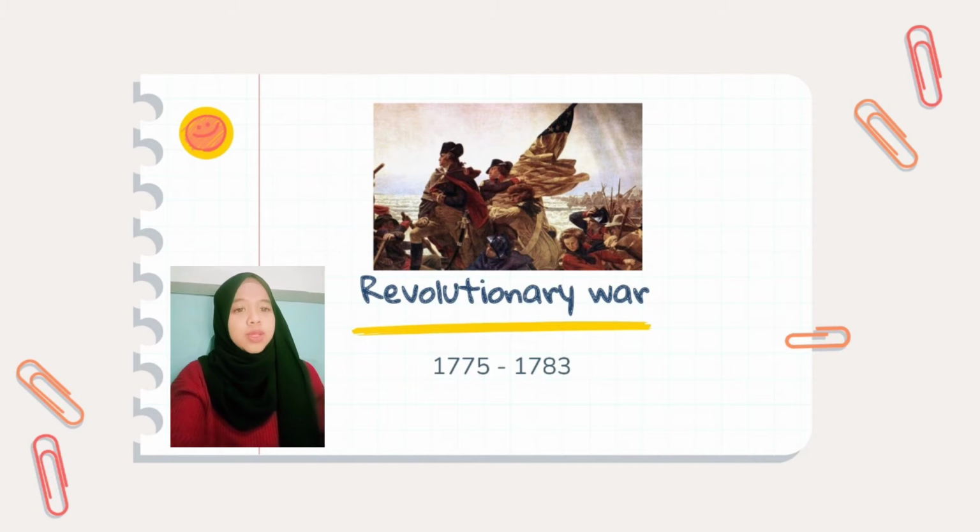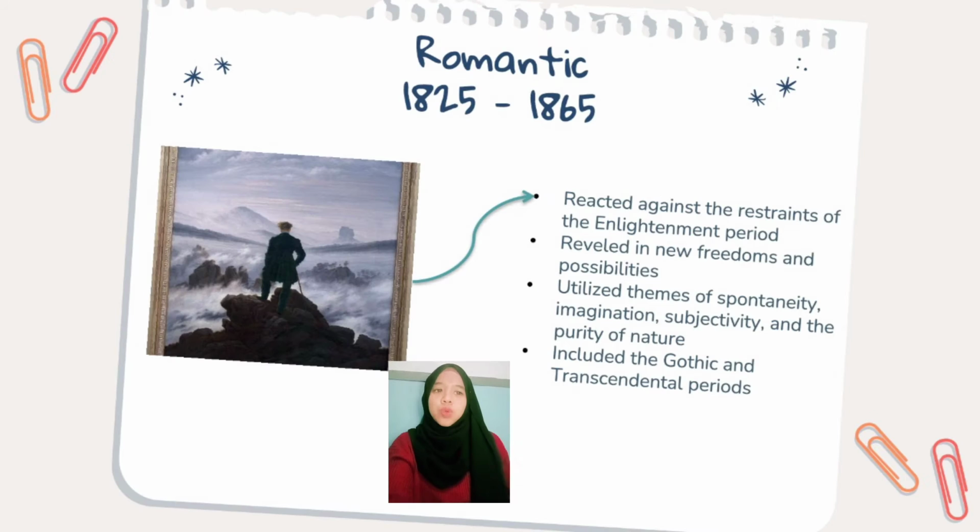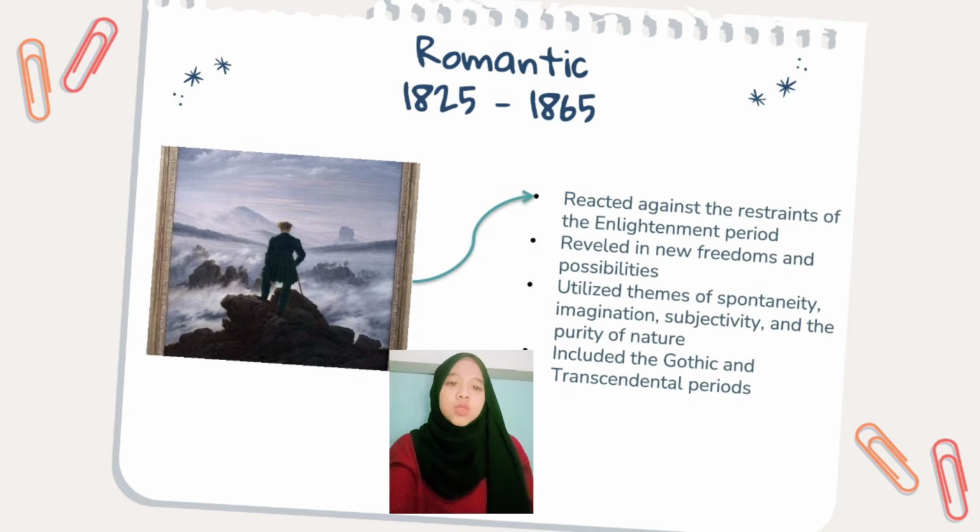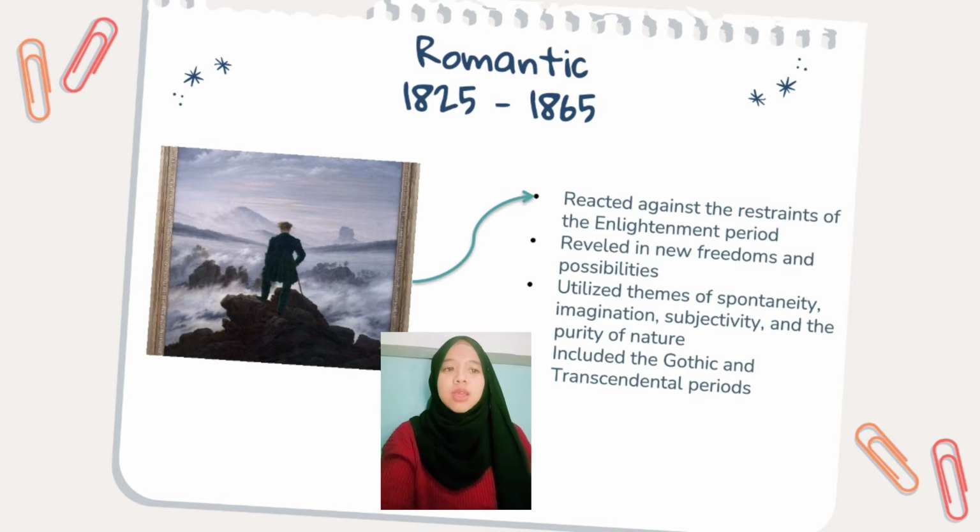So, while the Enlightenment period was marked by the Revolutionary War, following the Enlightenment period we have the Romantic period, and this is where writing moves from being more political to more imaginative. The Romantic literary period lasts from 1825 to 1865.